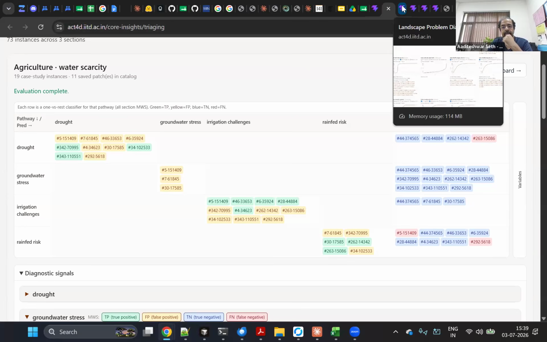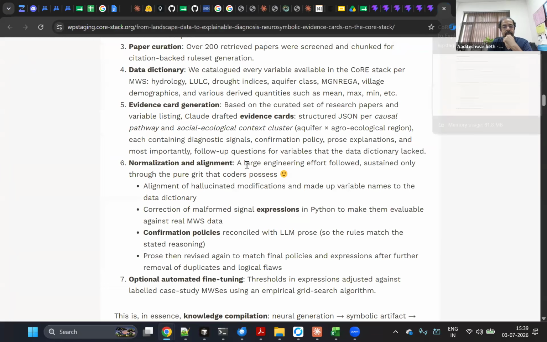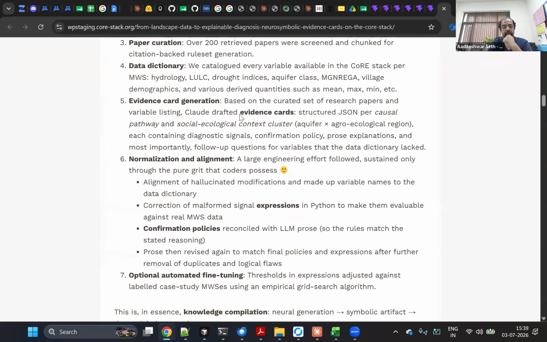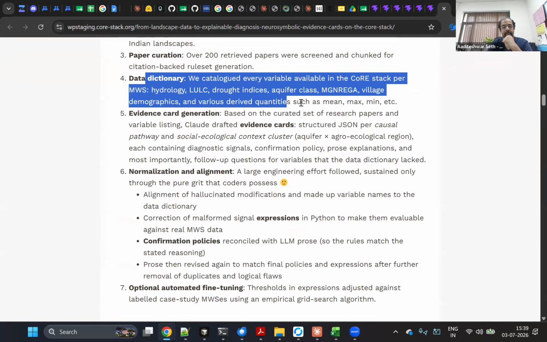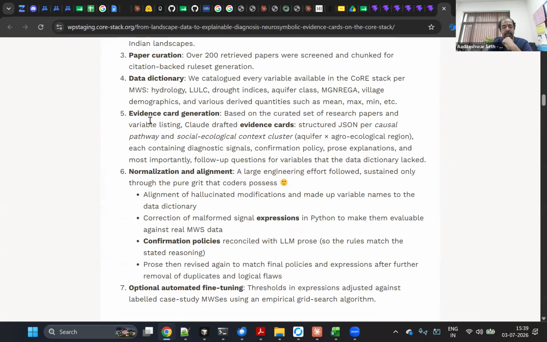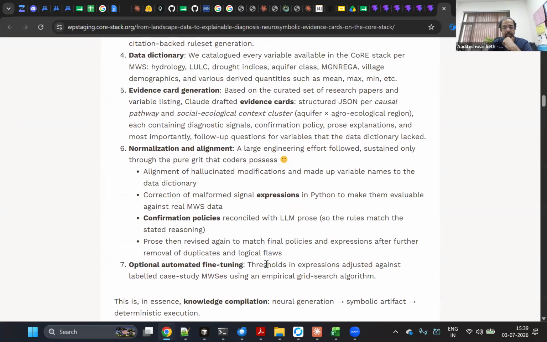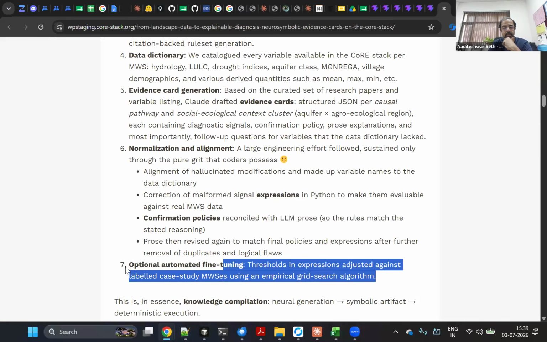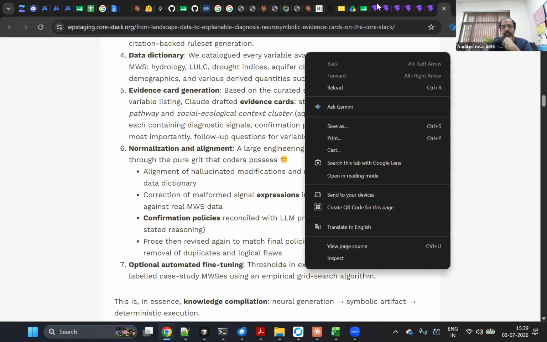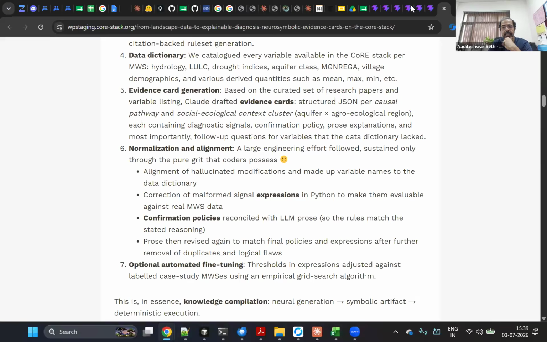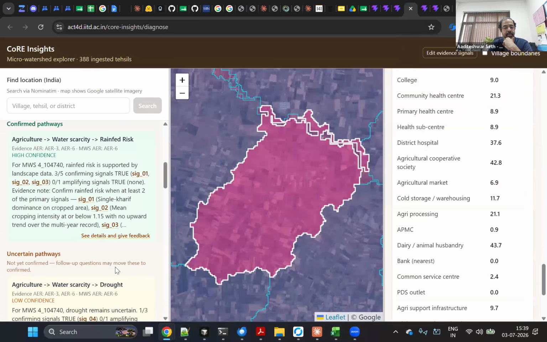We went from looking at papers to describing to Claude what the list of variables we have is, and then it built these evidence cards which show what sort of signals can work. Then we fix those signals, and if we have some ground truth, then we can also fine tune the thresholds. And what we get eventually as a result is this kind of an automated diagnosis.